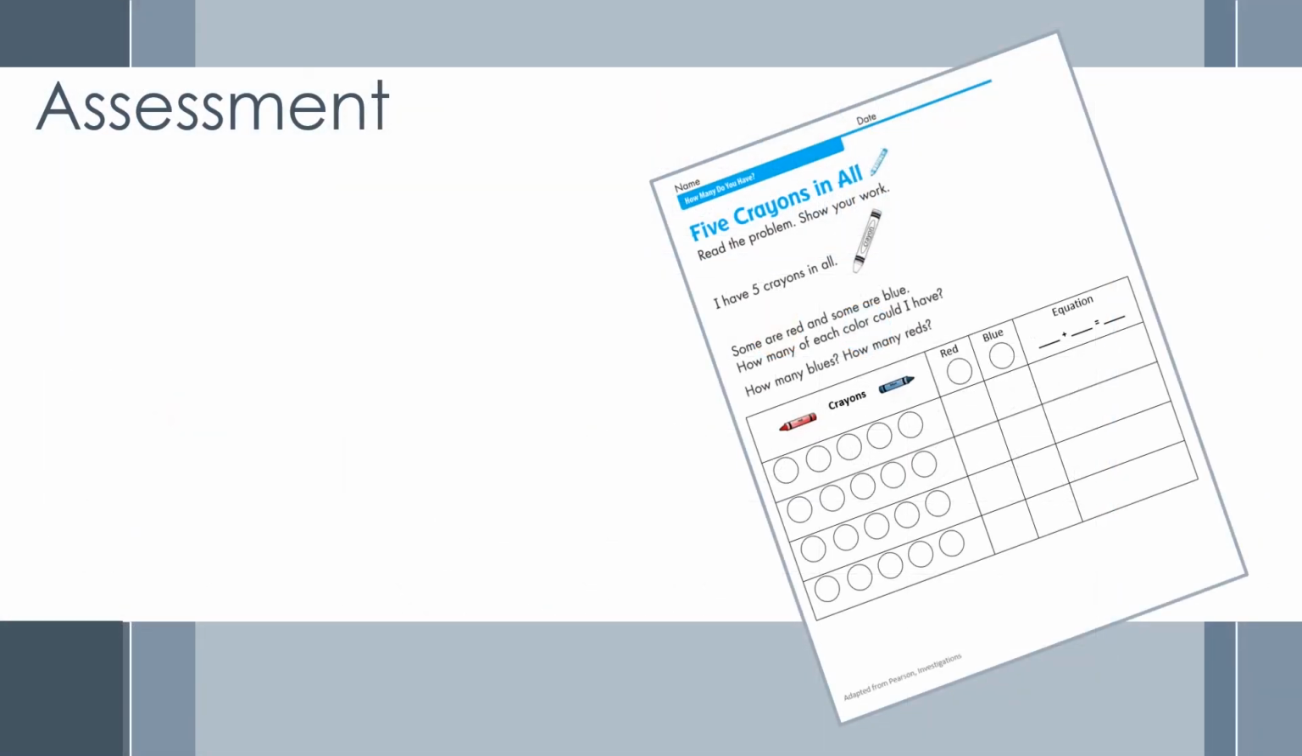You have had lots of practice with finding combinations for 6 today, but I am wondering if you can take what you have learned and use it to solve a similar problem with a different total. Remember, you can play today's game with a different total if it helps you think about different combinations for a new number. When you are ready, complete the 5 crayons in all resource sheet found within your paper packet. Make sure to keep these papers in a safe place so you can share them with your teacher.